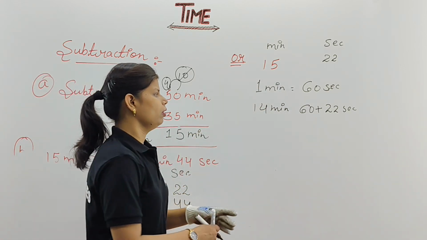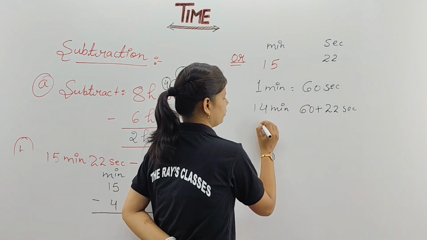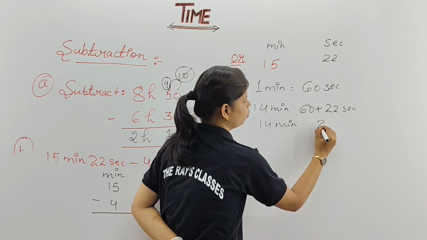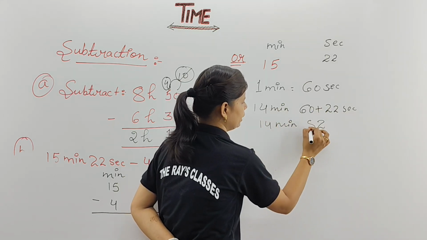And here it will be your what? Please add and find. 14 minutes. 60 plus 22, you will get 2 and 6 is 8, 82 seconds.